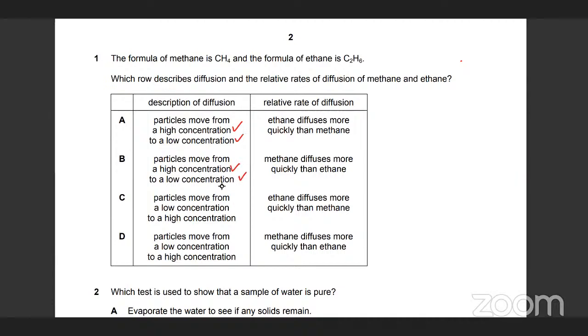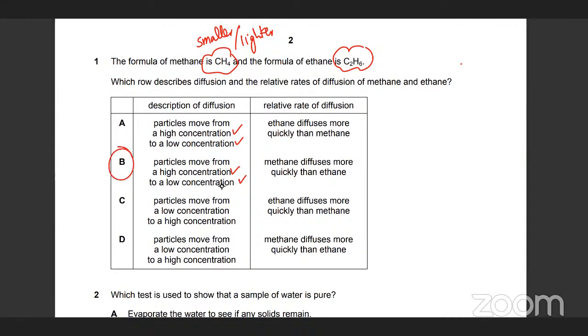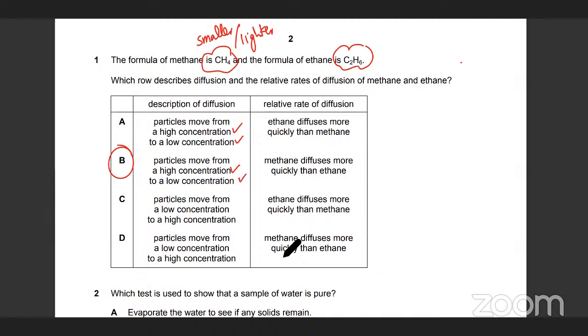And which one diffuses more quickly, ethane or methane? It's methane because it has lower Mr. Yeah. ठीक है, exactly. So light particles जो होते हैं, they travel faster, so it's methane. So it's going to be B, I think. Methane diffuses more quickly than ethane.